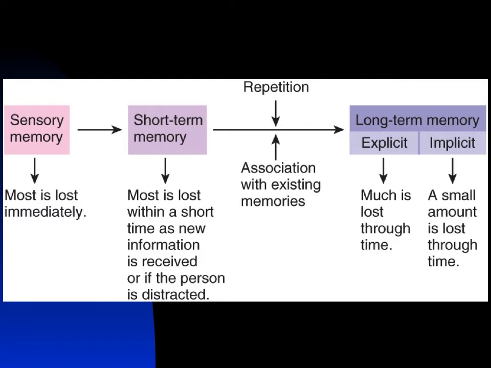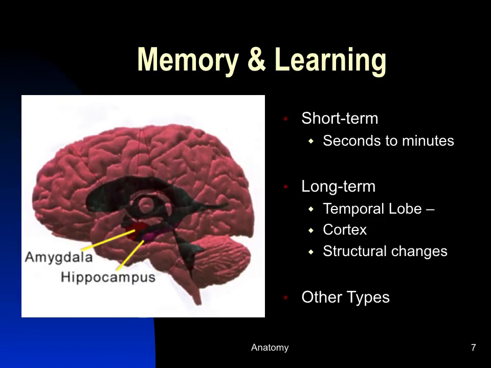And so that's things like learning to ride a bike. Even though you may not have done it for years, you can probably still do it because it's one of these implicit memories. This process of moving things from short term to long term memory happens primarily in internal parts of the temporal lobe, in regions called the amygdala and the hippocampus.